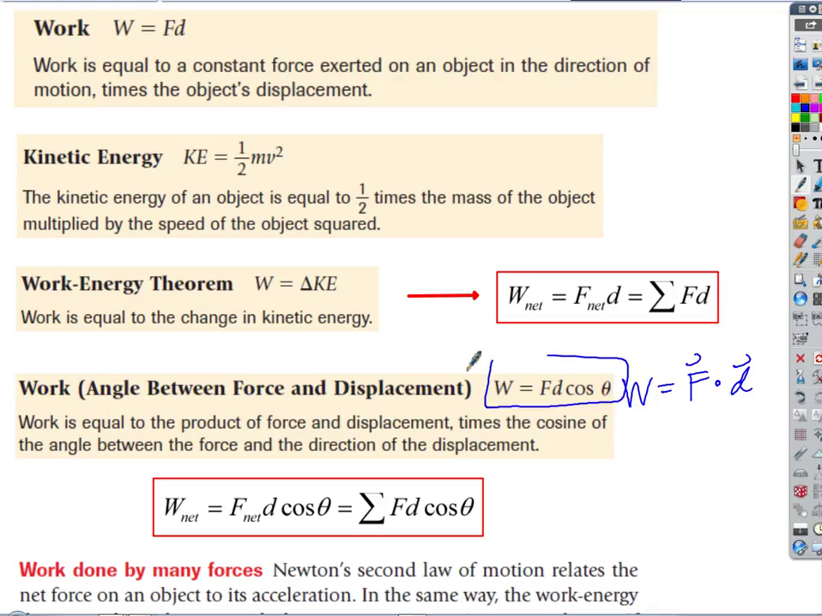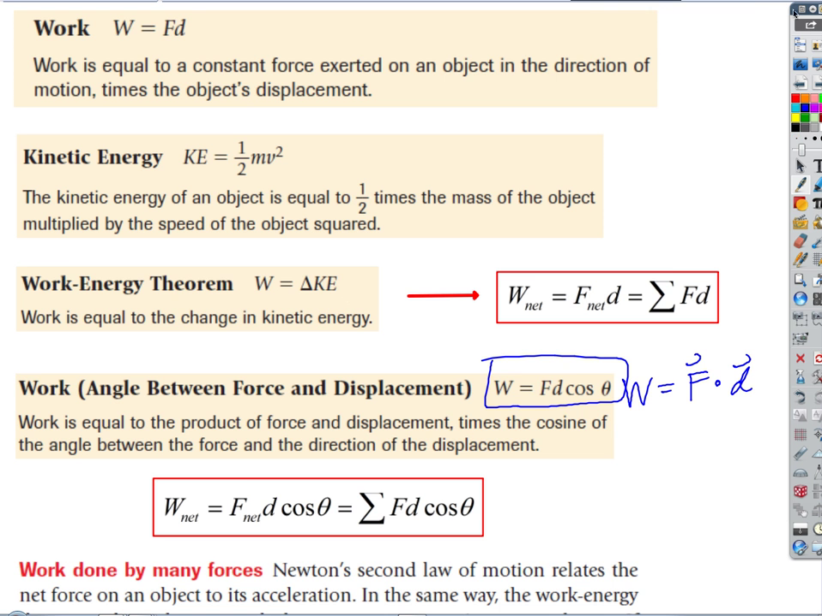Okay, so let's put all this stuff together then. So we know what work is. We have a little more complex definition of work. We know what kinetic energy is, right? 1/2 mv squared. And the work energy theorem, this is straight out of our book. The work is equal to the change in kinetic energy.